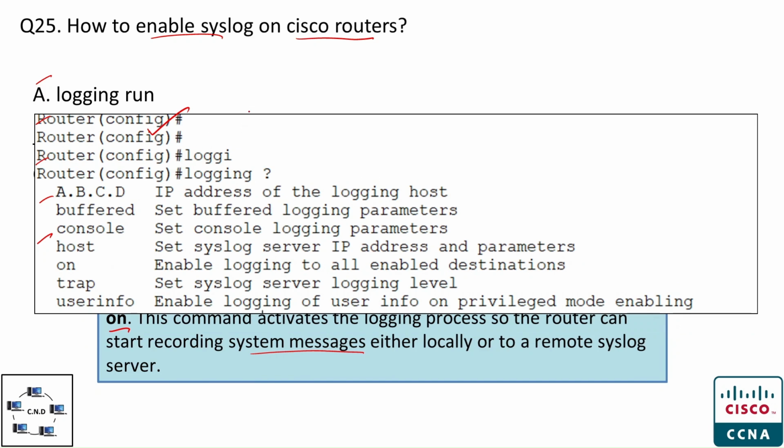So this screenshot, I have taken from Packet Tracer on a Cisco router. You can see if you type logging in the global configuration mode, you have this on option, which is enable logging to all enabled destinations. So logging on is the correct option.